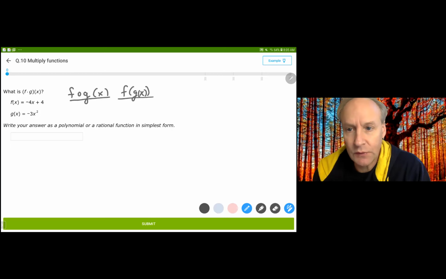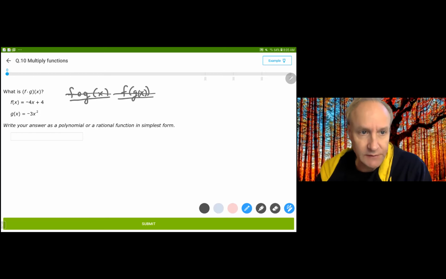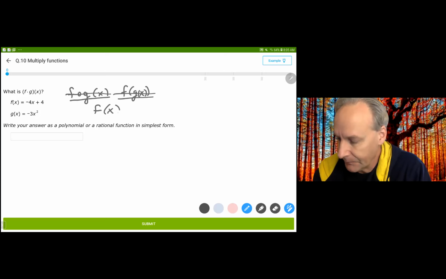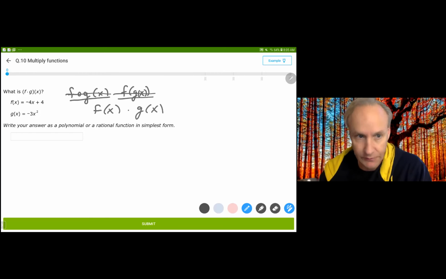This is called a composite function, and we actually did that in one of the other sections. I think it was Q9, or Q8. Anyway, we're not doing that. What we are doing is we're just multiplying these together. We're taking f of x times g of x, that's all. Now the trick is to make sure that if it has two terms, we have to multiply both terms.